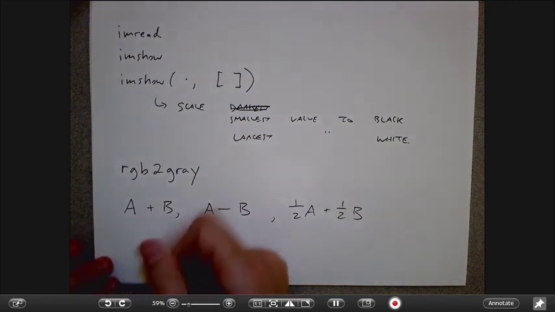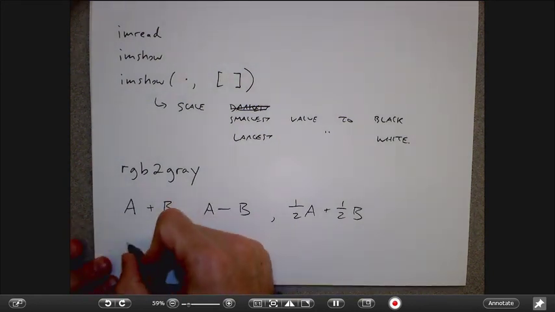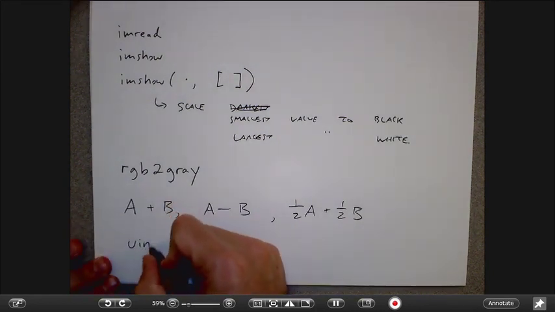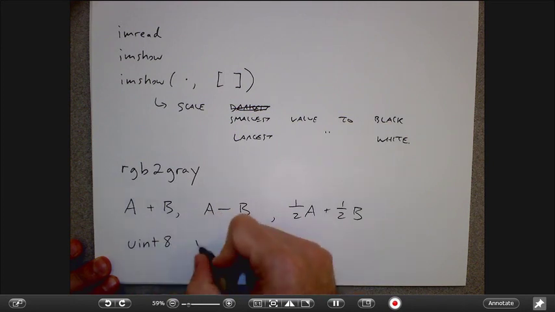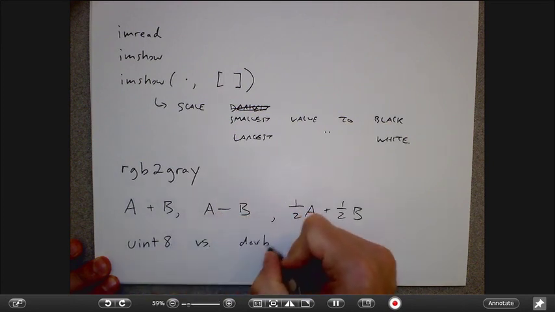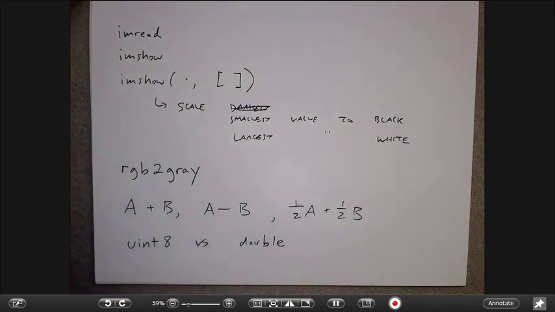But one thing that's important to remember is, again, this difference between a MATLAB unsigned 8-bit integer and a double, right? And so let's talk about that a little bit.